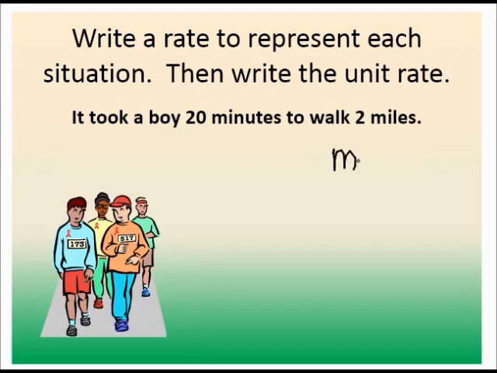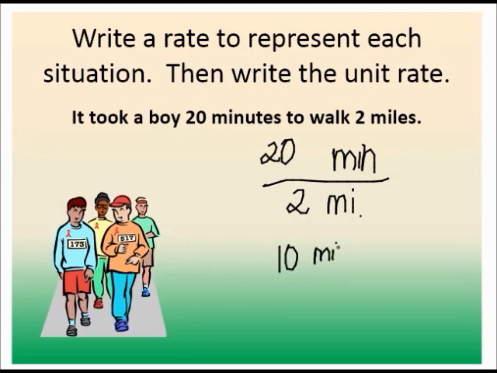So we want to put minutes on top and miles on the bottom. So we want to know how many minutes does it take to walk 1 mile, minutes per mile. So we're going to put 20 up top and 2 on the bottom. We put 20 up top because that goes with minutes and 2 goes with miles. So you end up with 10 minutes per mile. And that would be your per unit rate.